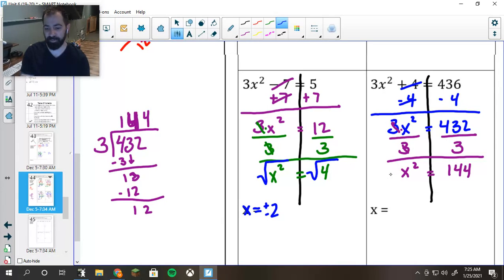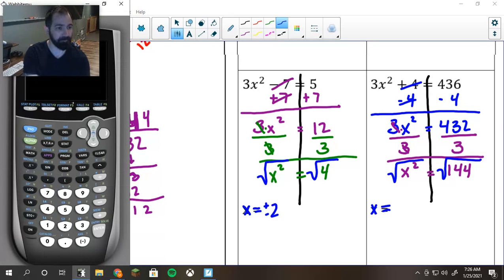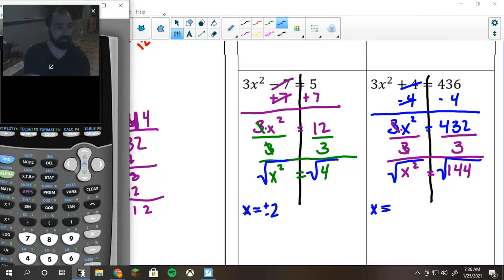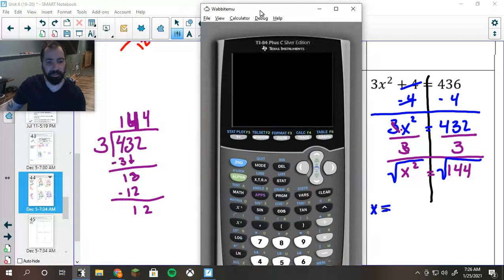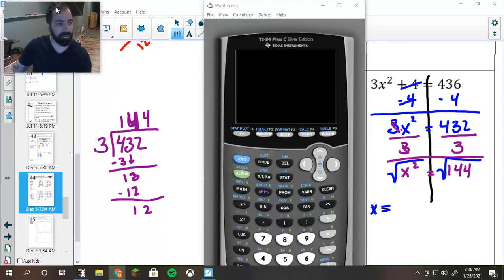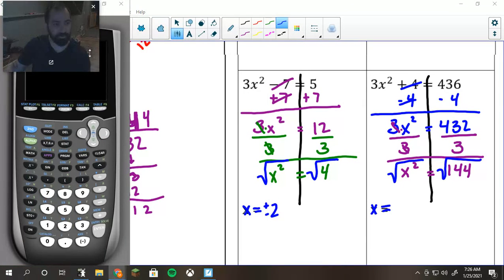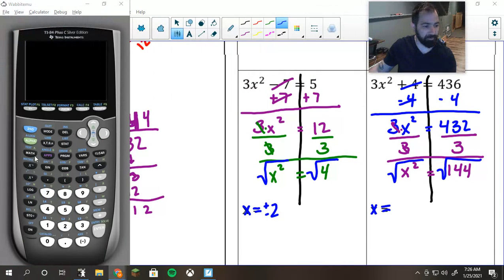And our last step is to take the square root of both sides. We're left with x equals the square root of 144. Well, let's just show it really quick here. Pop it up. Here's your calculator. I'll bring it over here. Sorry, my camera's in the way. Square root of 144. If you don't remember how to do that, there we go. Put it over here.